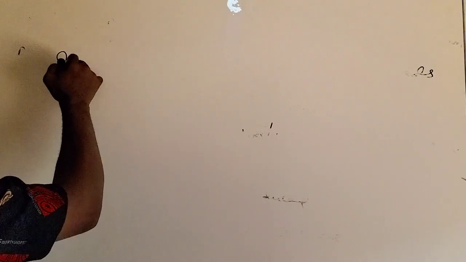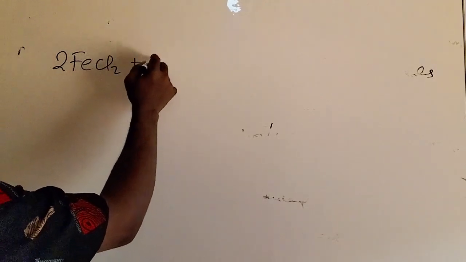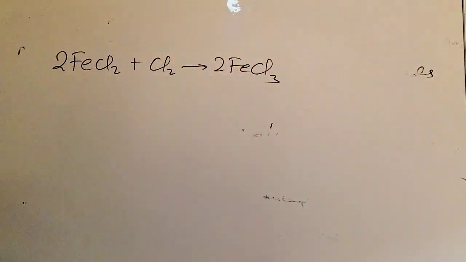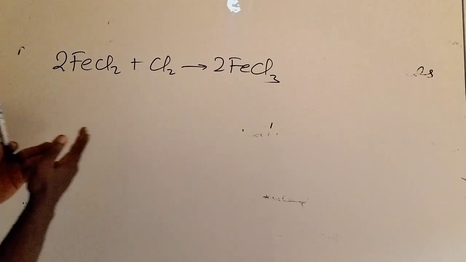For example, let's say we have a reaction of this nature: 2Fe plus Cl2 giving us 2FeCl3. So this reaction is a redox reaction. Let me ask you, why is it a redox reaction? Because you're going to look at the oxidation states of the elements in this reaction.